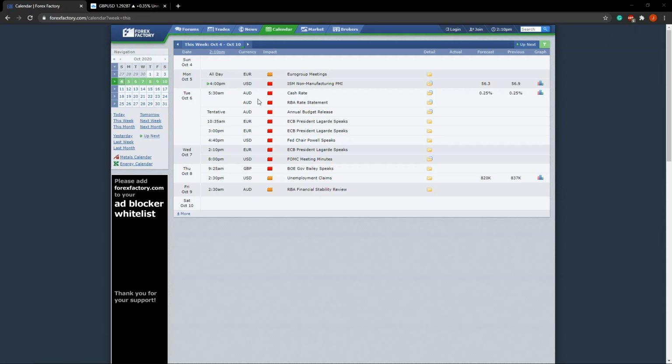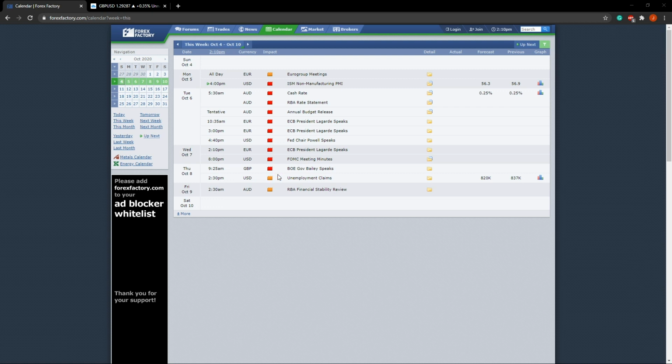Quickly having a look at the economic calendar for the week. Later today we have the ISM non-manufacturing PMIs at 4 o'clock. Then tomorrow we have a couple of events affecting the Australian dollar, the euro as well as the USD, including the European Central Bank President speaking as well as the Federal Chair. On Wednesday, we have the European Central Bank President speaking again, and our FOMC meeting notes at 8 o'clock.